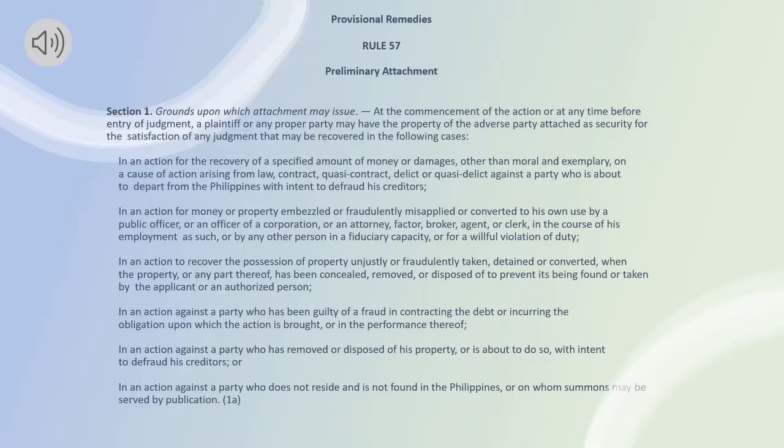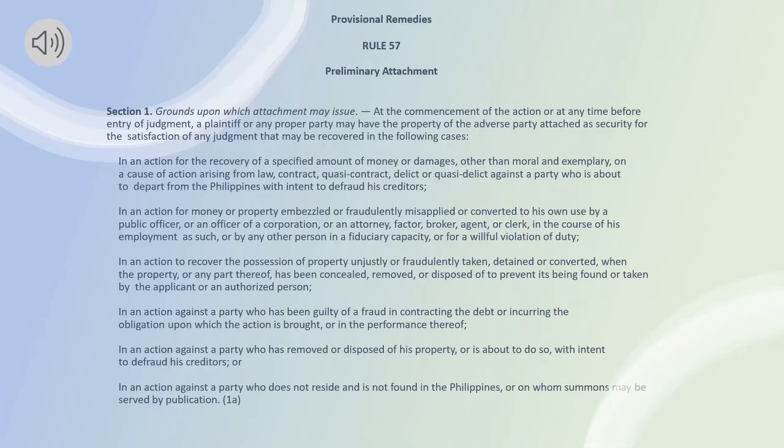At the commencement of the action or at any time before entry of judgment, a plaintiff or any proper party may have the property of the adverse party attached as security for the satisfaction of any judgment that may be recovered in the following cases. (a) In an action for the recovery of a specified amount of money or damages, other than moral and exemplary, on a cause of action arising from law, contract, quasi-contract, delict or quasi-delict against a party who is about to depart from the Philippines with intent to defraud his creditors.